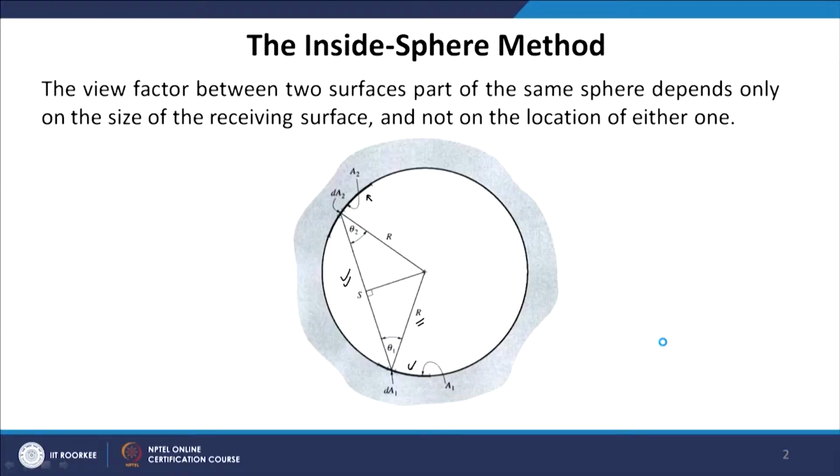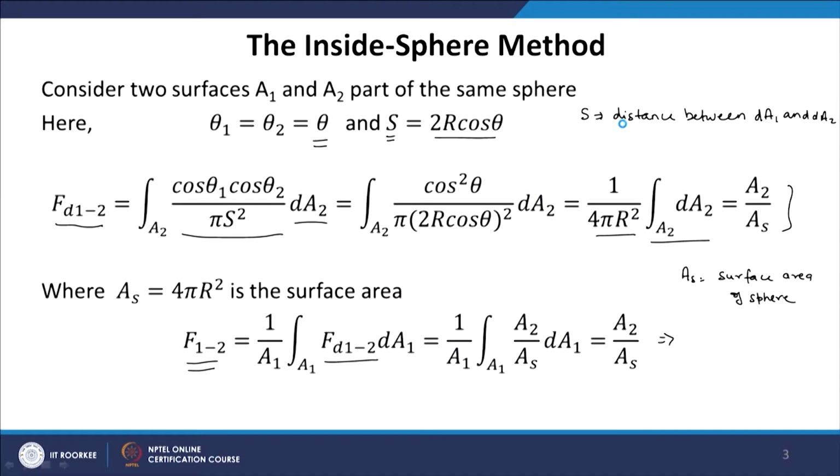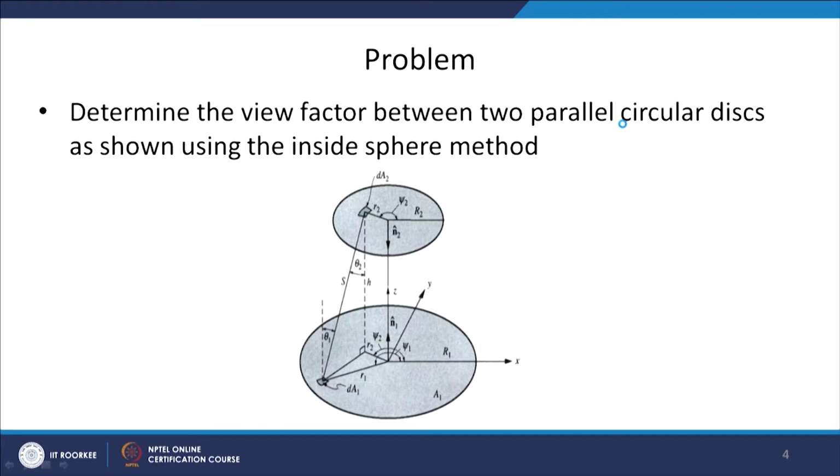So, in this inside sphere method, the view factor between two surfaces does not depend on the location of either surface. It is independent of the location. So, for this type of configuration it is very handy to calculate view factors using this simple inside sphere method. Let us see how this method can be applied to solve problems.